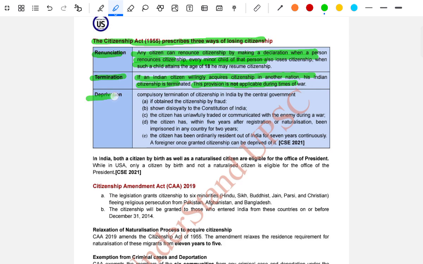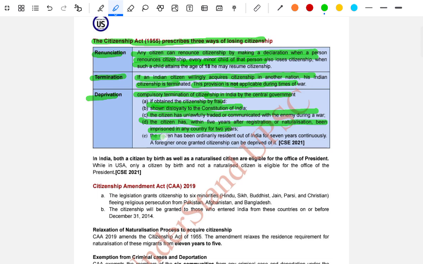Deprivation: the compulsory termination of citizenship of India by the central government. It applies if the citizenship was obtained by fraud, if the citizen has shown disloyalty to the Constitution of India, if the citizen has unlawfully traded or communicated with the enemy during war, or if the citizen has within 5 years after registration or naturalization been imprisoned in any country for 2 years.